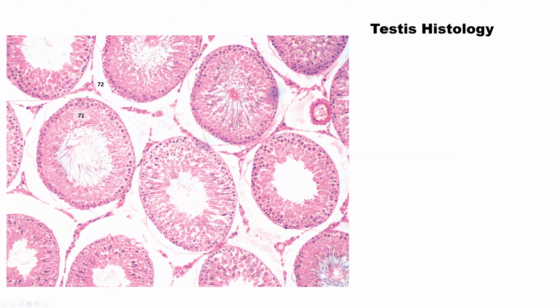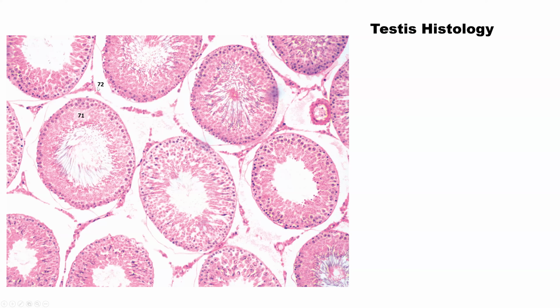So then what are we looking at here? We're looking at the testis. What are these structures called? The functional unit of the testis? Seminiferous tubules. Make sure you spell things right. You get partial credit if you misspell things, but you want to make sure you spell that correctly.